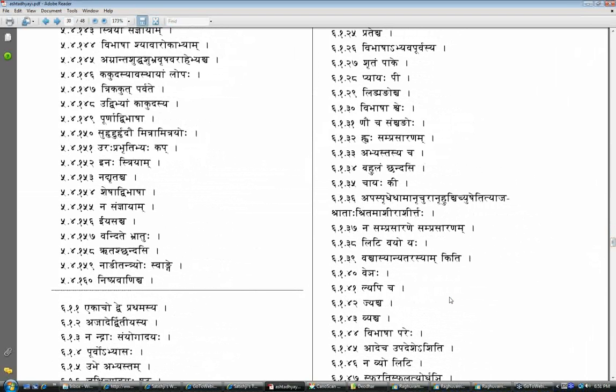Now the second sutram, 6.1.2, is ajader dvitiyasya. If you have an ajadi dhatu, which we do have right now, then the second ach takes abhyasa. But obviously to have that sutra apply, you have to have a second ach. Most dhatus don't have a second ach.